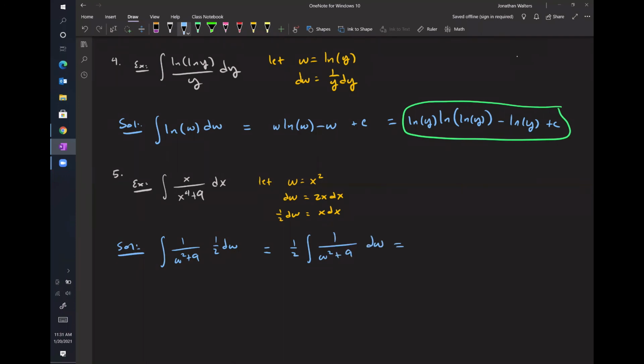Now, this is an arctan integral. And when we were talking about partial fraction decomposition and those types of integrals, this was one of the fundamental integrals. In this case, 9 is actually 3 squared. So this is going to be 1/2 times 1 over 3 arctan of w over 3 plus c. So simplify that. It's going to be 1 over 6 arctangent of x squared over 3 plus c.